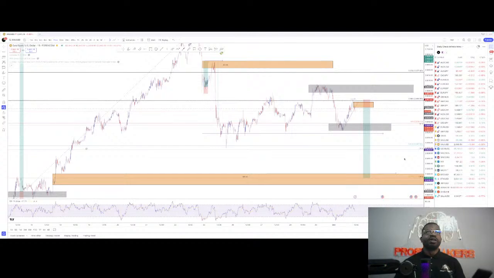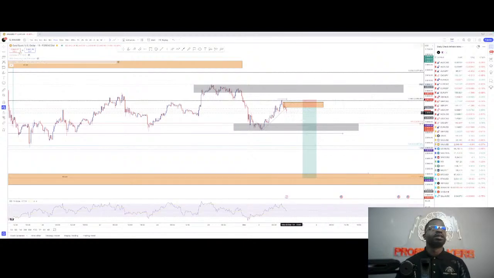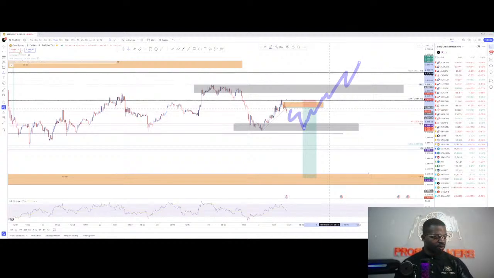So now this is one possibility. The other possibility is the 50 fib holding as a valid level of support, and we get a bounce right here to push us towards this area. And either way is fine.